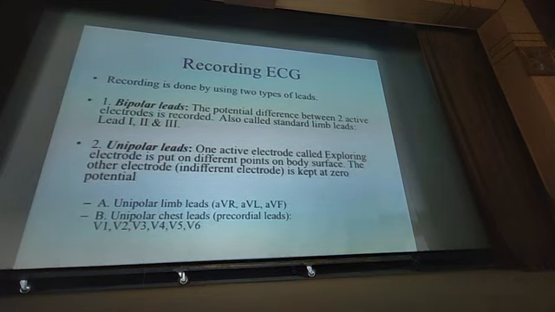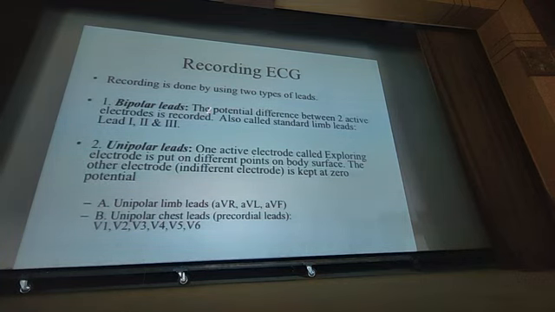So we have bipolar leads and unipolar leads. What are bipolar leads? Both electrodes are active, a positive and a negative. Actually both are active, which means we have two actual electrodes on the surface of the body. The potential difference between them makes the lead.